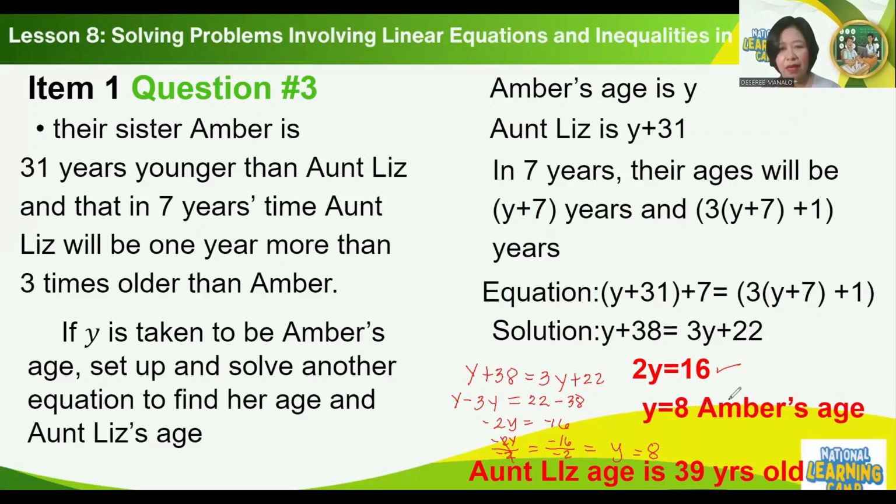And this is Amber's age. And what about Aunt Liz's age? It is said here from our previous representation, y plus 31. So, y is 8 plus 31 is equal to 39. So, Aunt Liz is 39 years old.